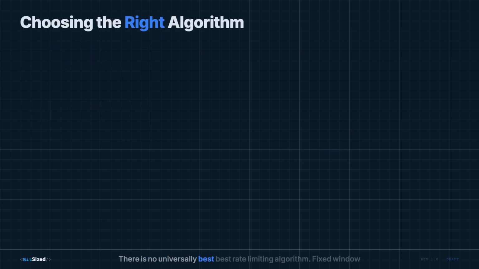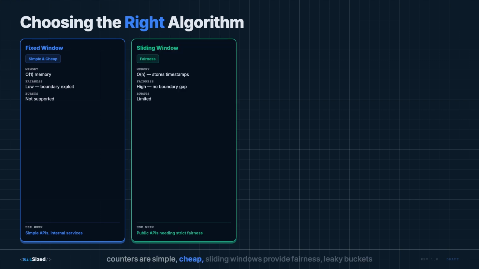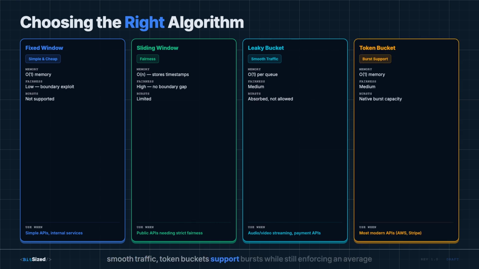There is no universally best rate limiting algorithm. Fixed window counters are simple, cheap. Sliding windows provide fairness. Leaky buckets smooth traffic. Token buckets support bursts while still enforcing an average rate. Choosing the right algorithm is really about deciding which behavior your system needs under load.